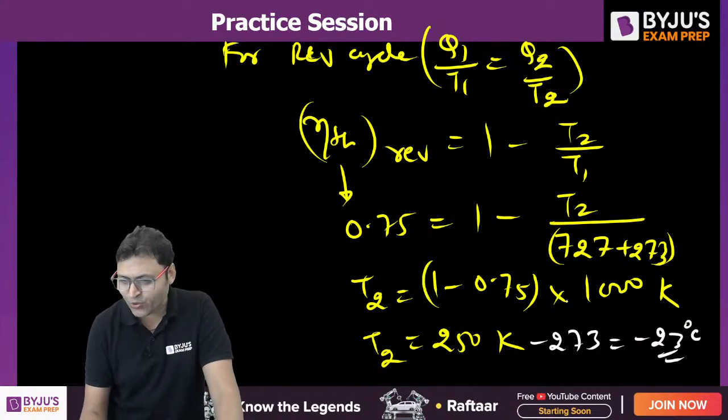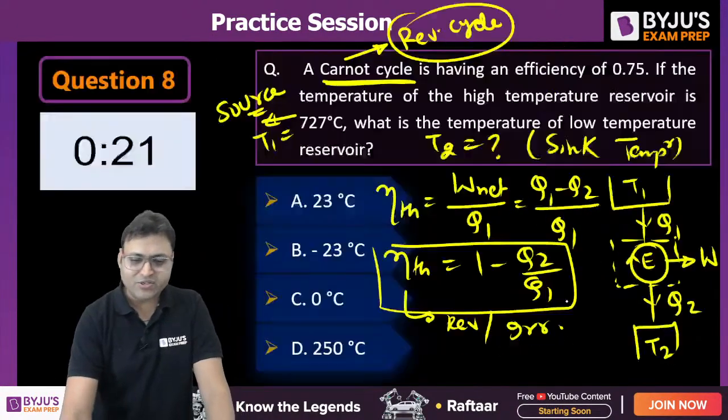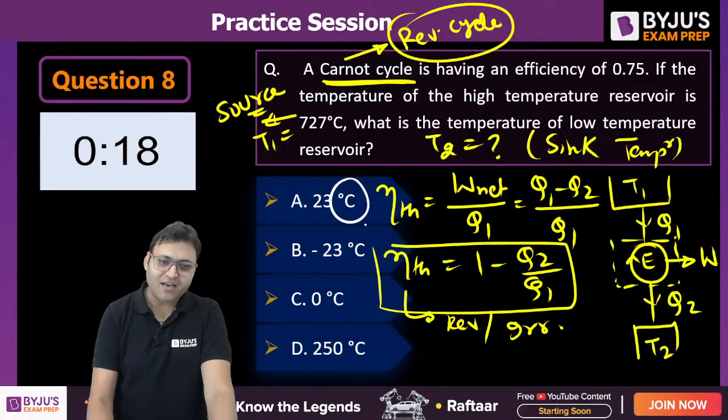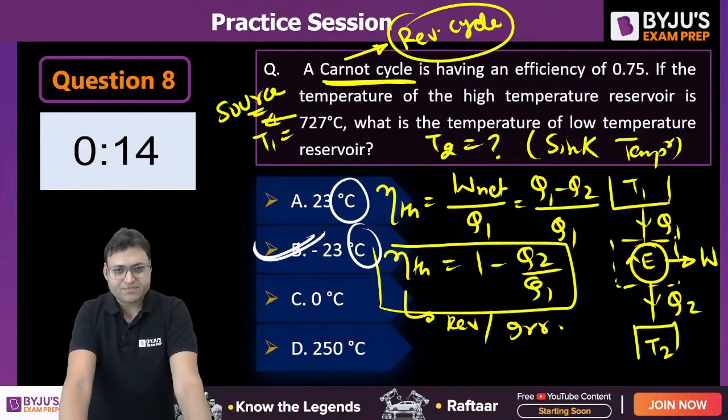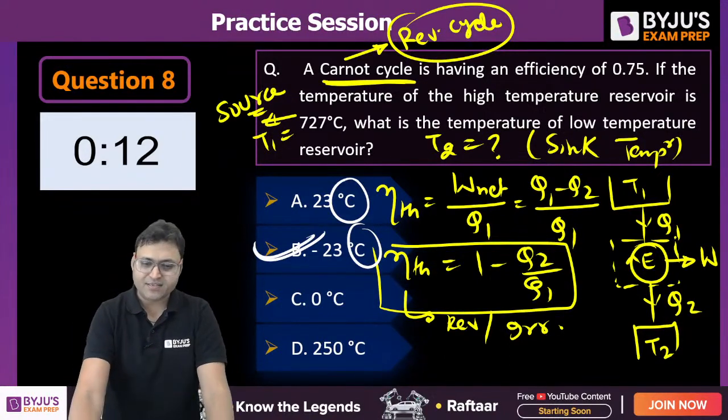Yes or no? No one? Well done. The answer to this question should be in degrees Celsius, as the options are in degrees Celsius. Option B is the right answer for this one. Option B is the correct answer.